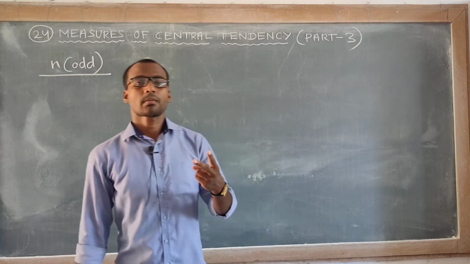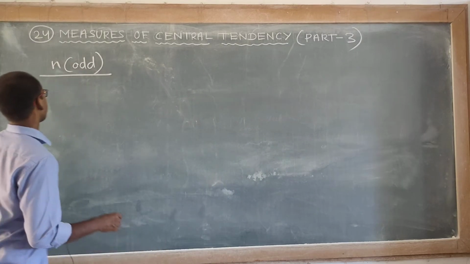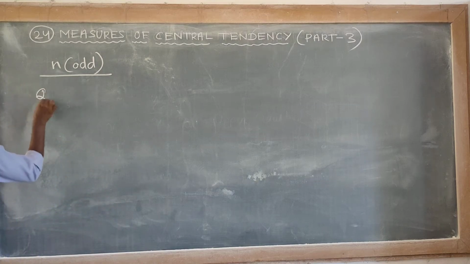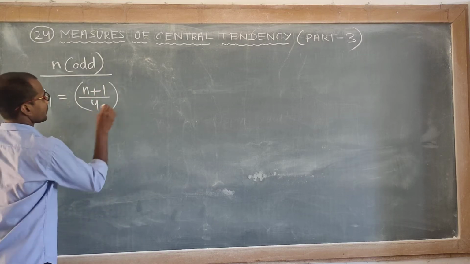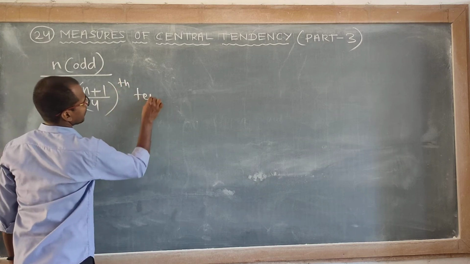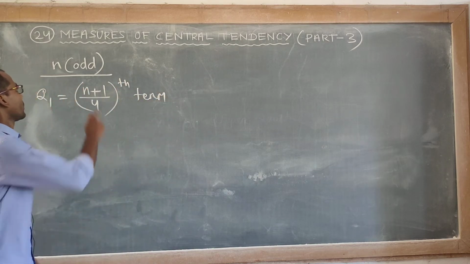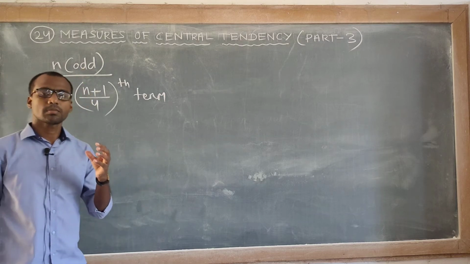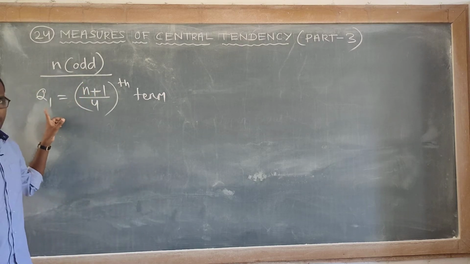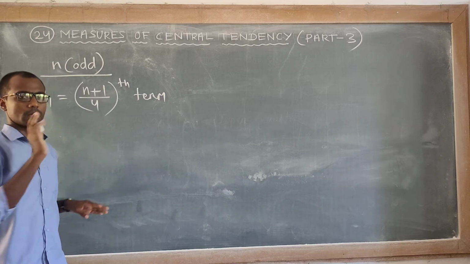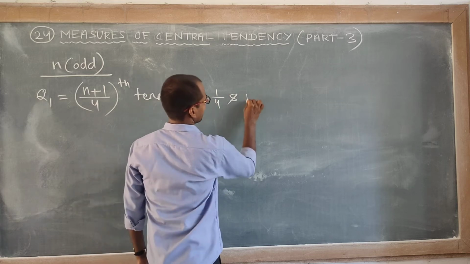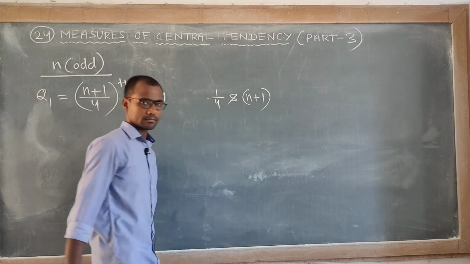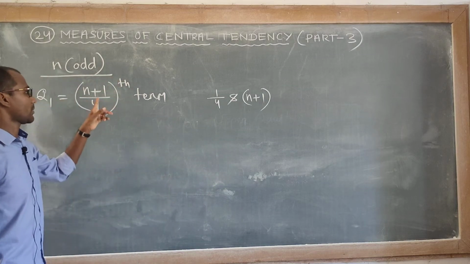So when the number of terms is odd, in that case Q1 will be equal to n plus 1 by 4. Okay, so remember, whenever you see odd, you have to take n plus 1. And since it is lower quartile, 1 by 4, I have given the diagram. Lower quartile means 1 by 4. Okay. And odd means n plus 1. So combining these two, we get n plus 1 by 4 term.